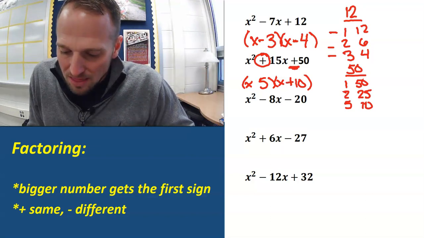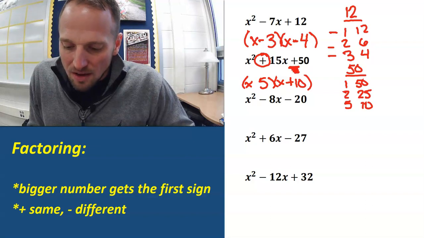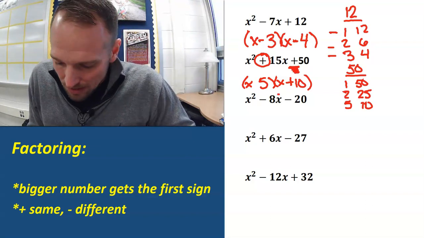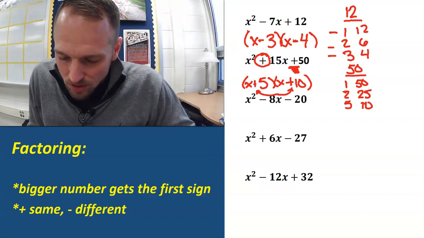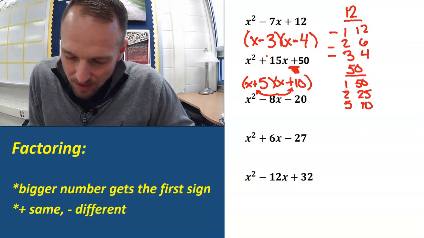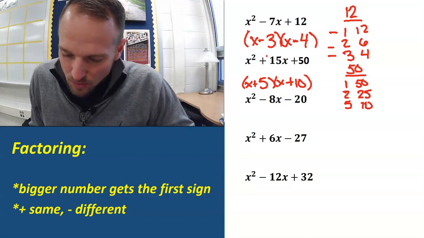And then looking at this plus, if that is a plus, it means the two signs are going to be the same. So looking back down here, that sign and that sign have to be the same. So that's going to be a plus 5. x plus 5 times x plus 10. Let's look at the next one.